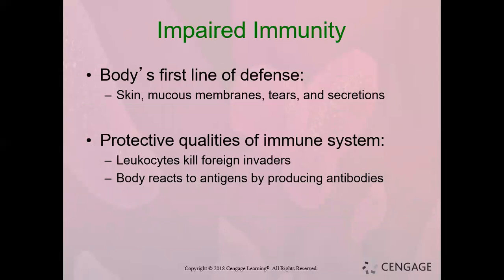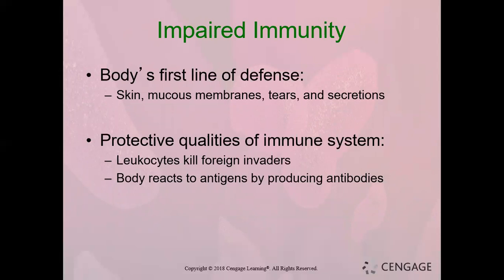Impaired immunity. Our body's first line of defense is our skin and our mucous membranes, tears, secretions, but our skin is our very first line of defense. And when something breaks through that skin, that's when our body starts to kick in and try to fight that off. But sometimes if we have impaired immunity, our body isn't able to do that.